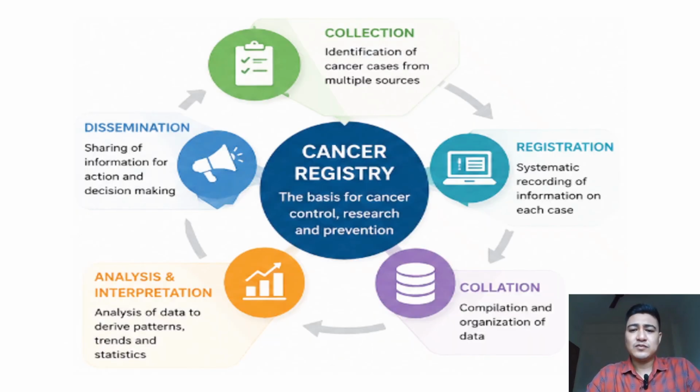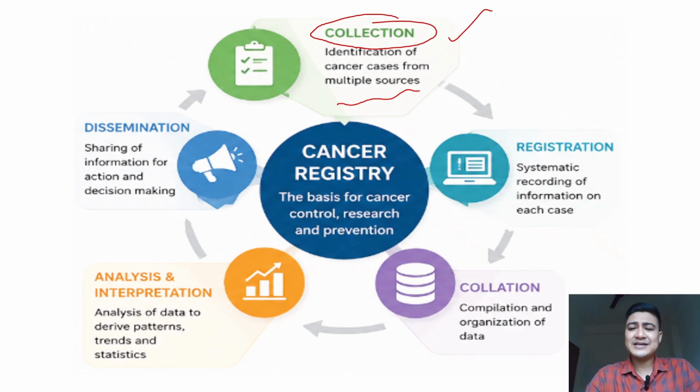This photo gives a diagrammatic representation of how cancer registry works. The first step is the collection of data. Here, the identification of cancer patients is done from multiple sources. Multiple sources can mean a population-based cancer registry or a hospital-based cancer registry. We will see what these are in subsequent slides. For now, remember that the identification of cancer patients is done from the population or the hospital. That is the first step of collection of data.